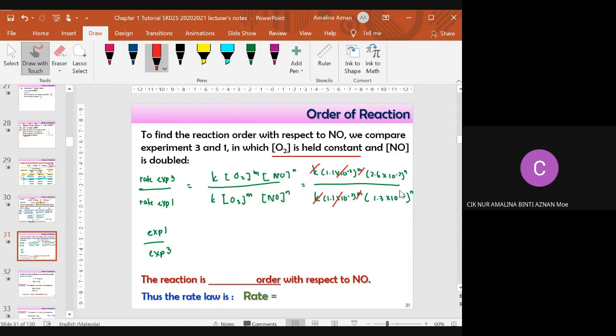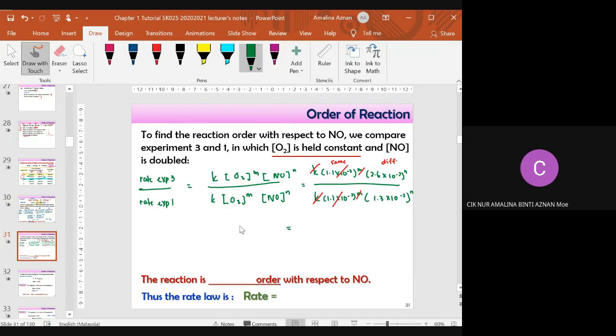Macam mana susunan dia pun tak kisah, asalkan syaratnya you compare two set of data, two set of experiment. Syaratnya satu kita samakan, constant. And then another set, different value. Okay. So, ini teruskan dia punya calculation.